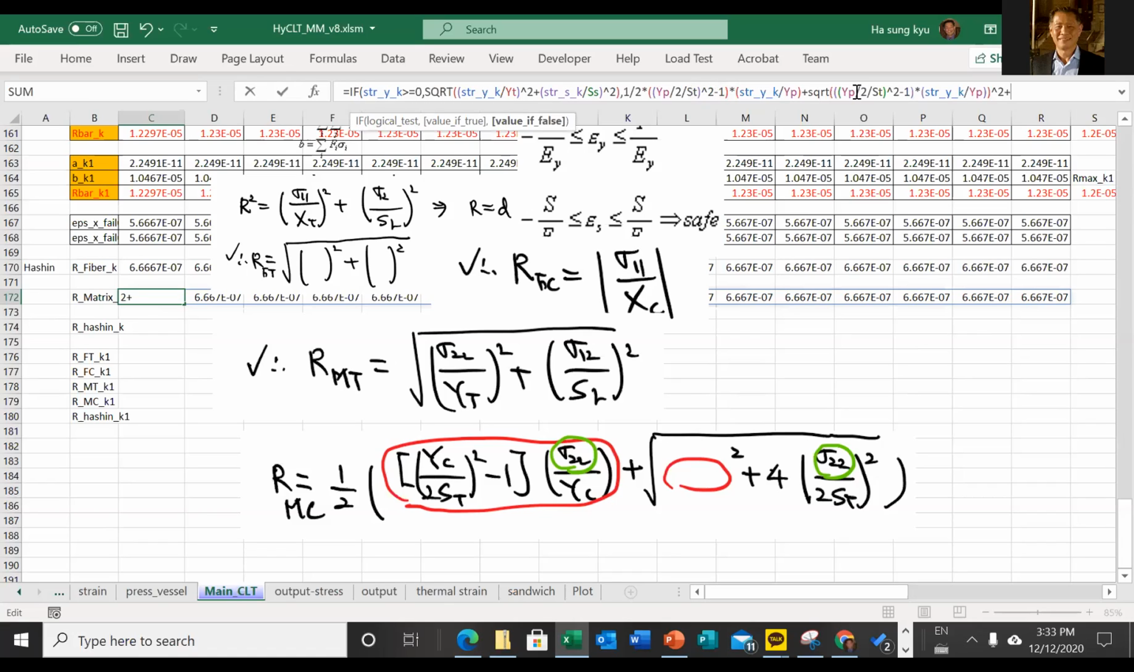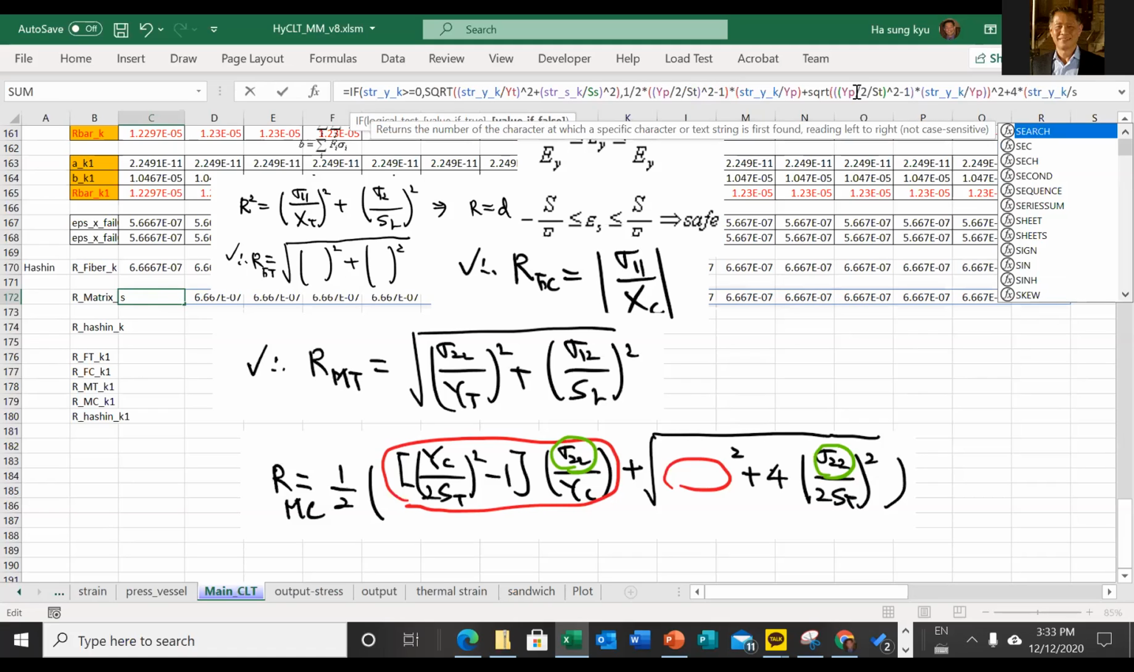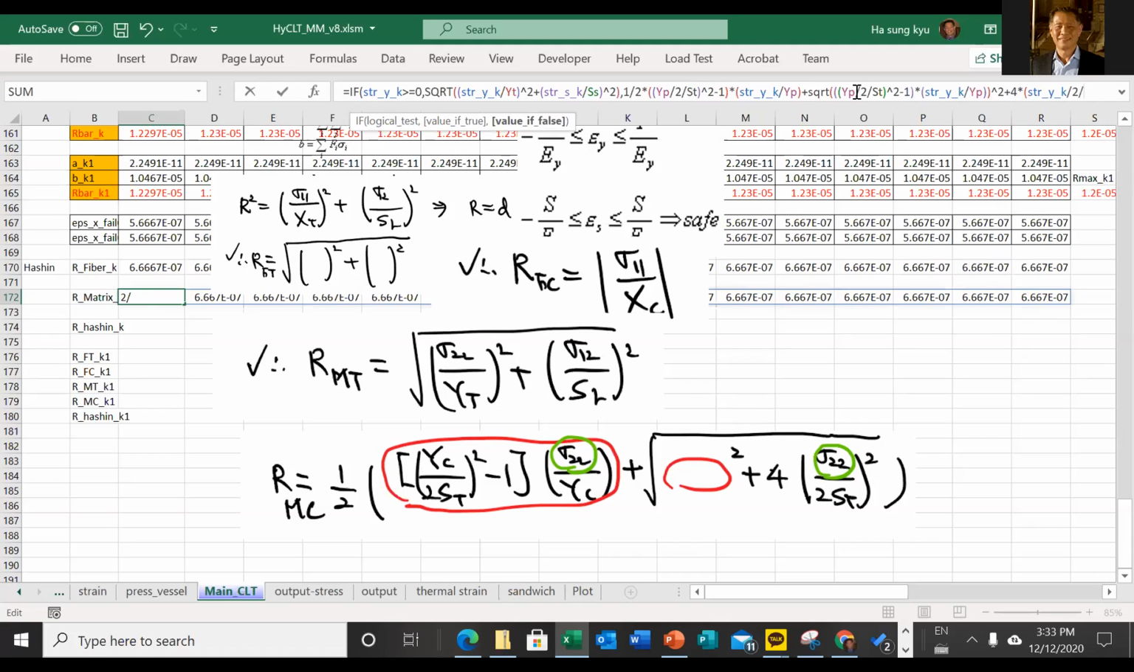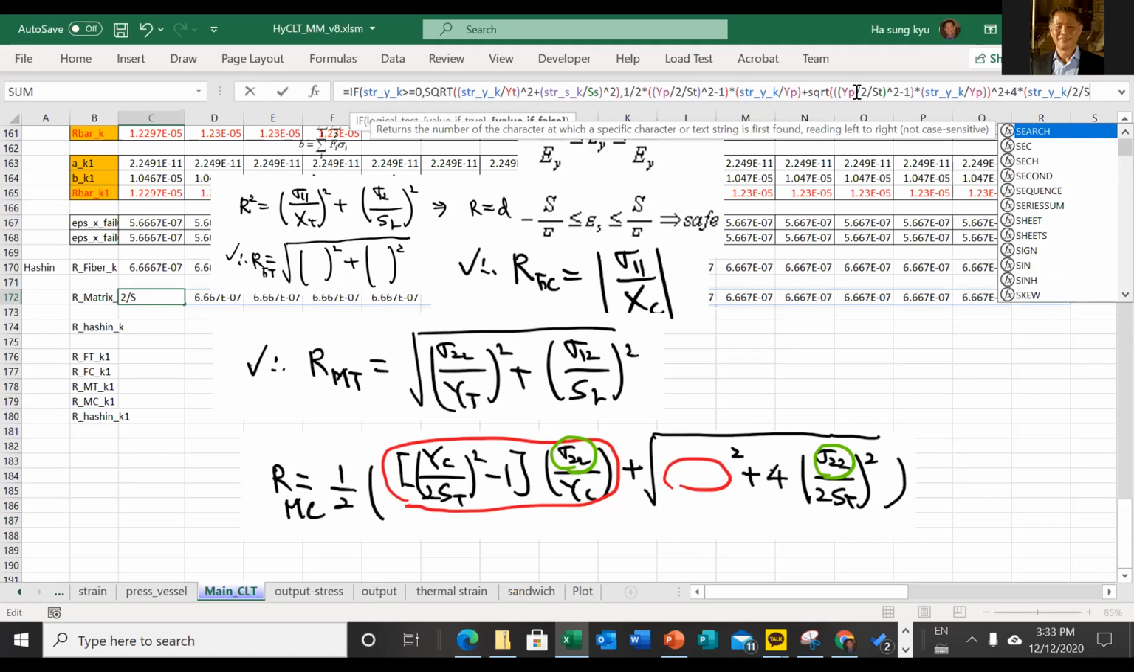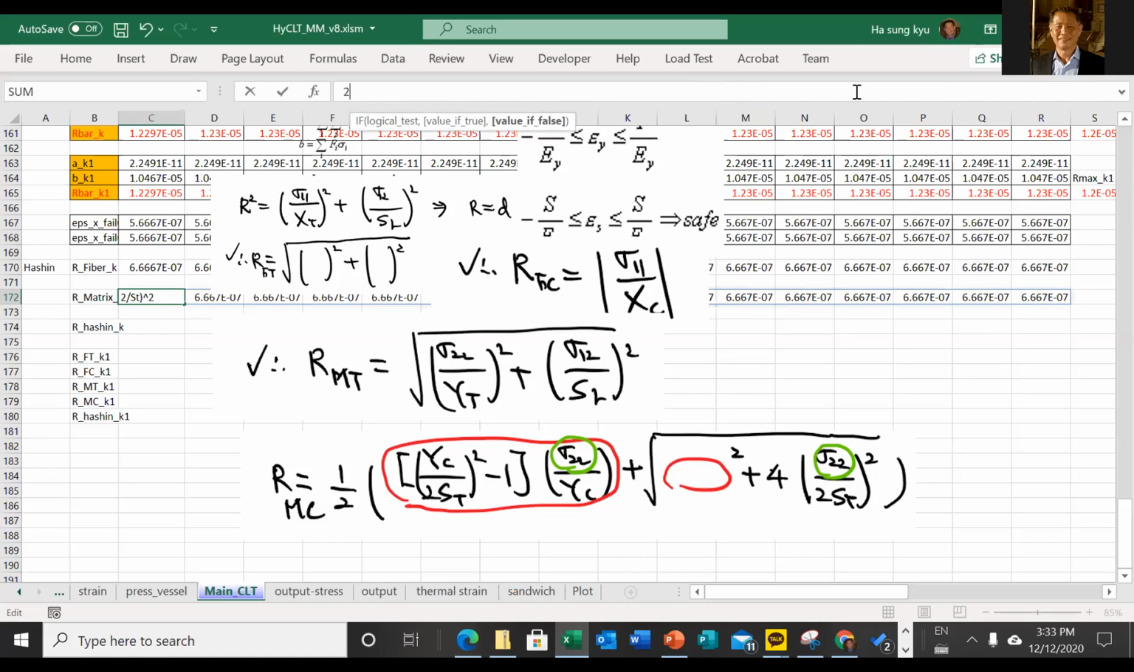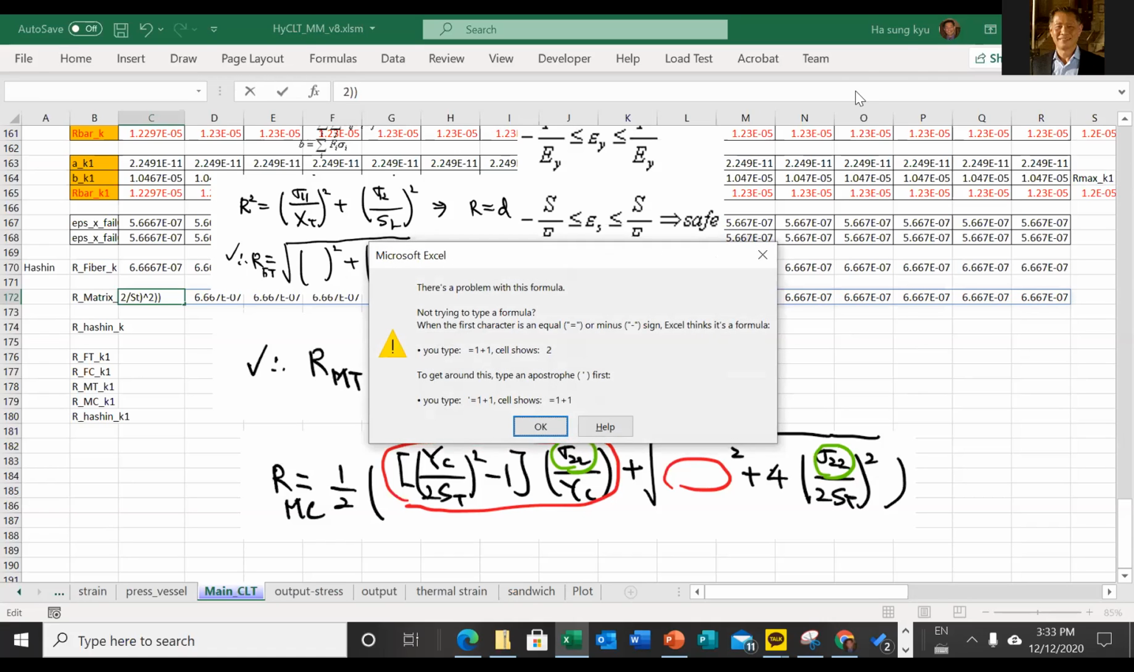Right? And plus 4 times the stress and Y and K, and divide by 2, 2 divided by the ST, which we will define. Okay. And then square, and square root, and parentheses. Okay.